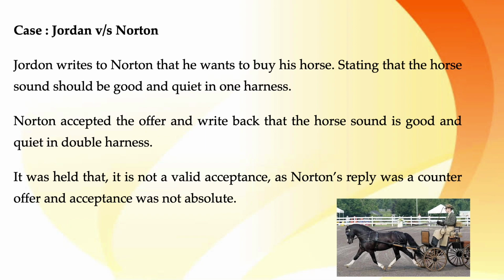So what Jordon writes to Norton is that with one harness, so on one side, the right side, if I pull the harness, the horse must be quiet. Otherwise it can make sound, but when I pull it on the right side, it must be quiet. So Jordon is writing to Norton that he wants to buy his horse and this is the condition: it must be sound, and also with one harness the horse must remain quiet.